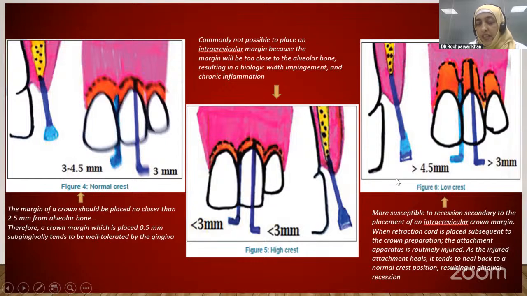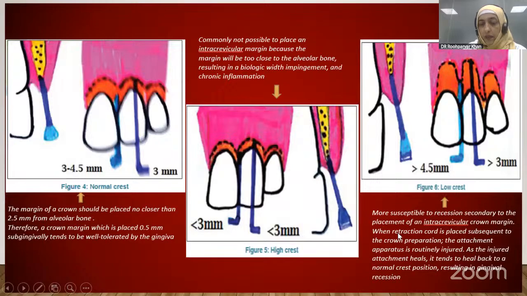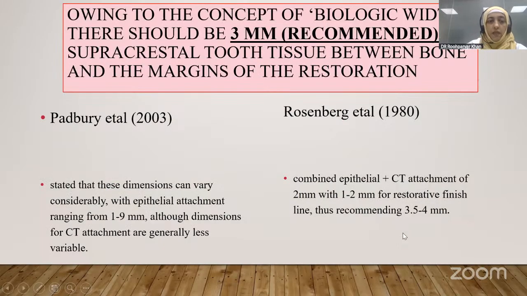In low crest patients, these patients are more susceptible to gingivitis and periodontitis when the crown margins are placed subgingivally. So it is better to avoid subgingival restorations in low crest patients. So the mean biological width which was calculated was 3 mm.